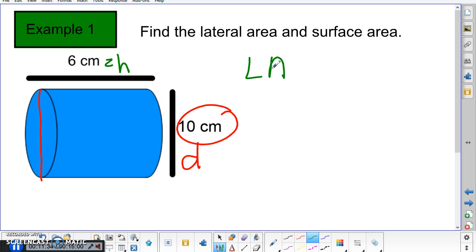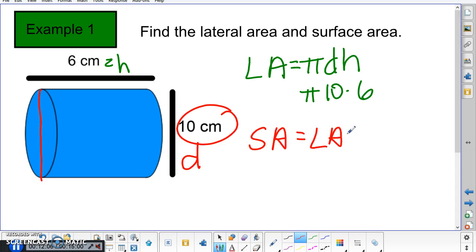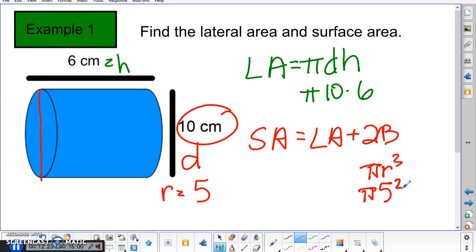Now remember, lateral area would be the perimeter. Now the perimeter of a circle is pi times diameter, and then we have to multiply always by the height. So that would be pi times, oh, we just said the diameter was 10, not 6. 10 times 6. And then if we went on to surface area, again remember, lateral area plus 2 bases. Now remember, we have the diameter. The radius would be 5 again, half of the diameter. So when we use pi times radius squared, pi times 5 squared.